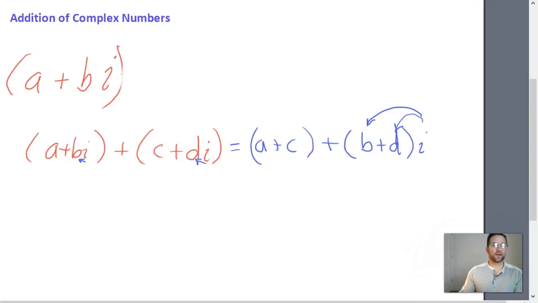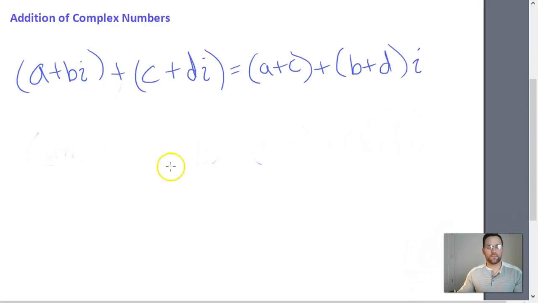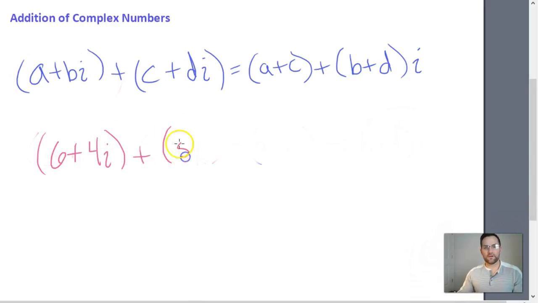So let's do a practice problem using these steps. So we have 6 plus, let's say, 4i. So there's our complex number, our first one. Let's add that to 5 plus, say, 3i, and then follow these steps here.